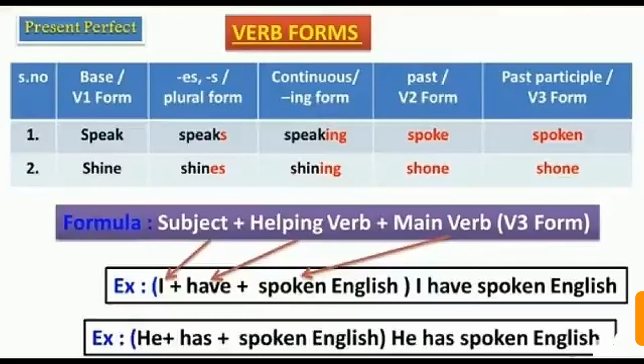If I say I have spoken English, the subject will be I, helping verb will be have, and main verb will be spoken, means the third form of speak. So the sentence will become I have spoken English. Let us take another example: he has spoken English. As he is the third person singular, therefore has helping verb will be used along with it, and the sentence will become he has spoken English. Here also the third form of the main verb will be used.